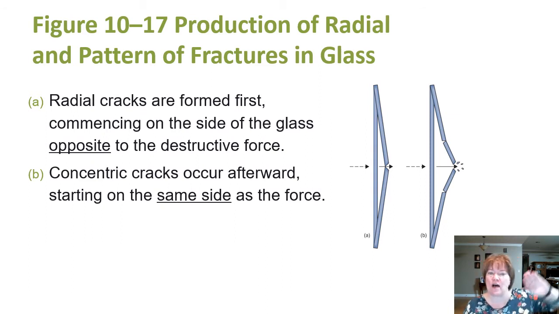So on the opposite side, you're going to get these radial cracks, the rays that go out in all different directions straight out from the impact point. And then on the same side that the force came from, you're going to see these concentric cracks. I said radial, I meant concentric right here. So on the same side, I'll see the concentric circular cracks on the glass. By looking at that, I can tell which side the piece of glass was hit from.